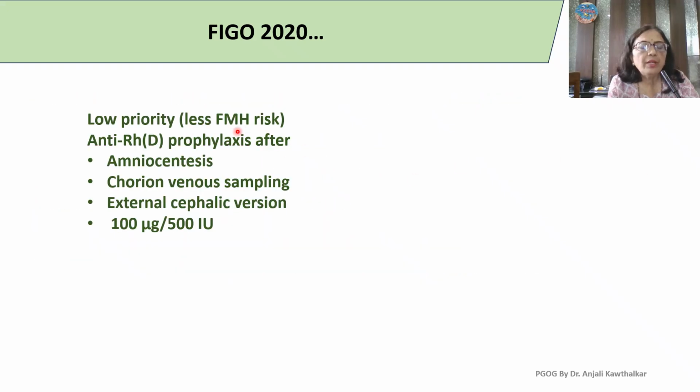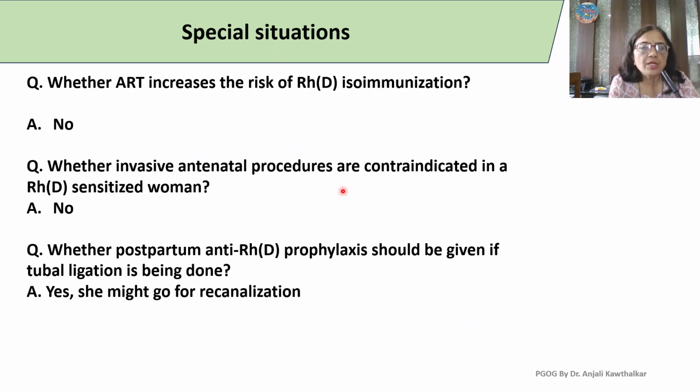Low priority is for events with less risk of fetal-maternal hemorrhage: anti-D prophylaxis after amniocentesis, chorionic villus sampling, external cephalic version, where a lower dose can be given. FIGO has given this so that if at least the high priority is implemented all over the world, there will be a drastic reduction in Rh isoimmunization.